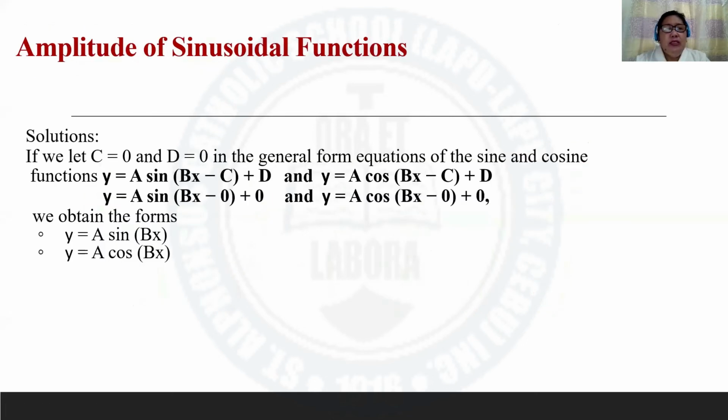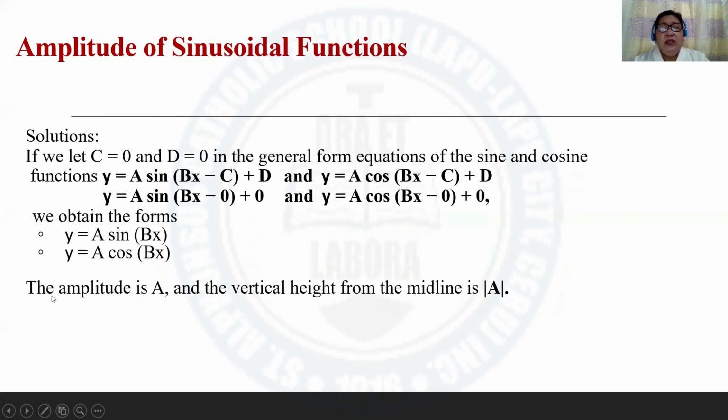Let us have the solutions. If we let c is equal to 0 and d is equal to 0 in the general form equations of sine and cosine, here we substitute 0 for c and 0 for d. Then we obtain y is equal to a sine bx and y is equal to a cosine bx. So the amplitude is a, and the vertical height from the midline is the absolute value of a. So whatever the numerical coefficient of sine and cosine, that's the amplitude.